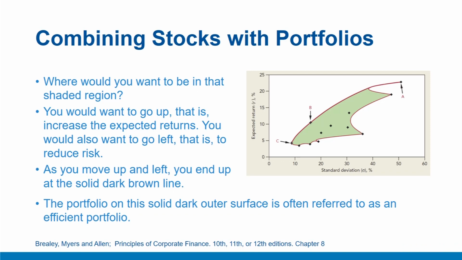The answer is quite intuitive. You would want to go up, that is increase the expected returns. You would also want to go to the left, that is reduce the risk. However, as you move up and left, you end up with a solid dark brown line. The portfolios on this solid dark outer surface are often referred to as efficient portfolios, a term coined by Harry Markowitz.